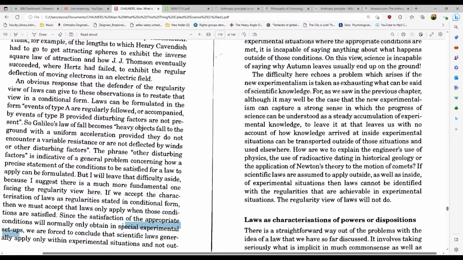Special experimental setups. Do you see what the problem is here? So nature only obeys laws when I have this special setup. Everywhere else it doesn't. So there's no laws of nature, really. Your law of nature is no law of nature, is basically what the argument is, if you're a regularitist.